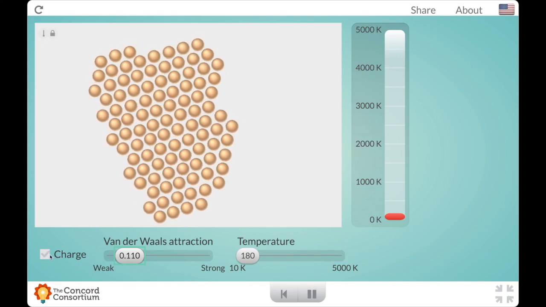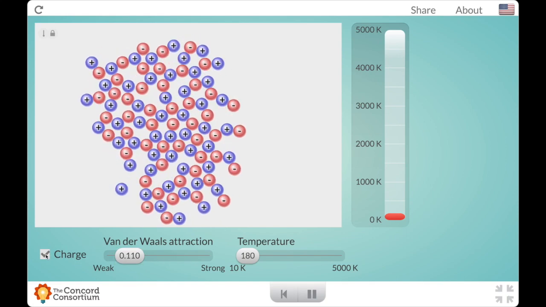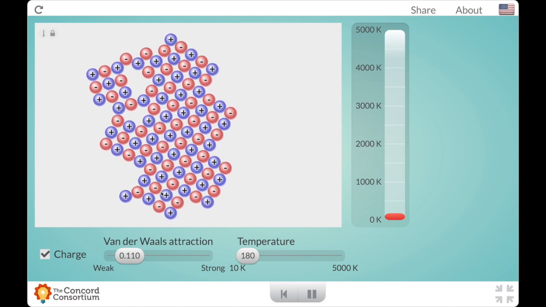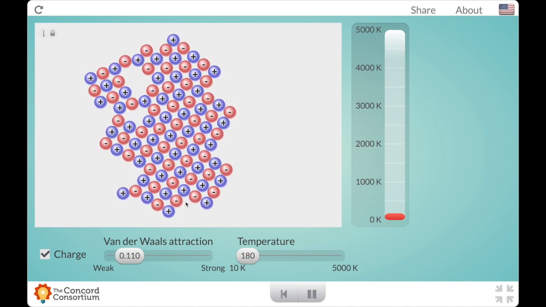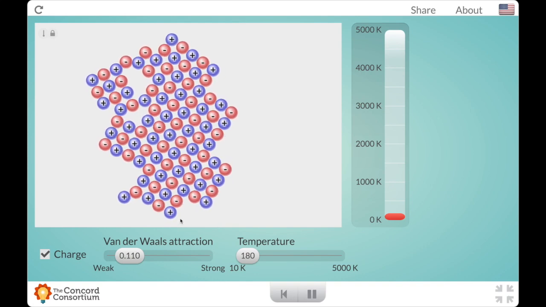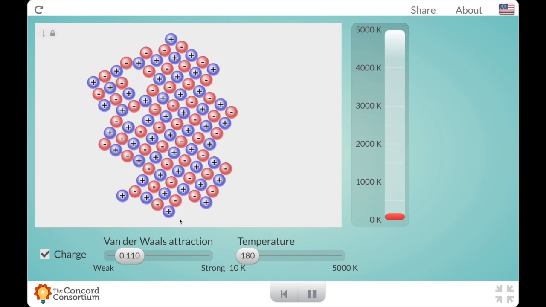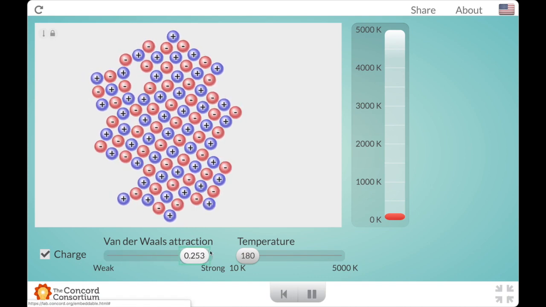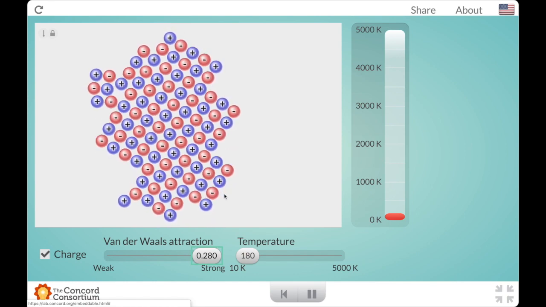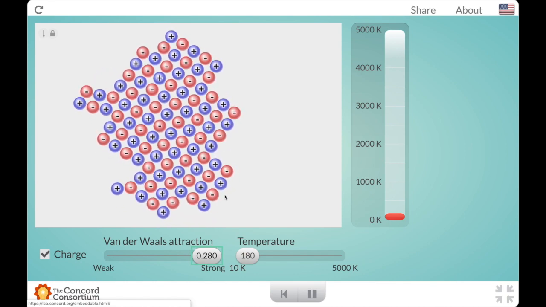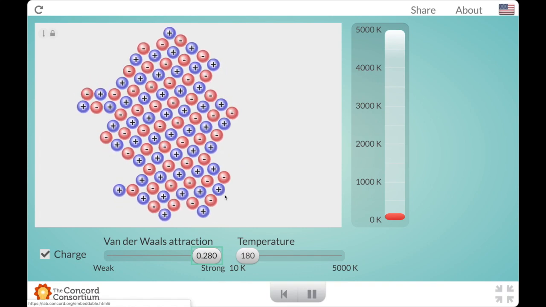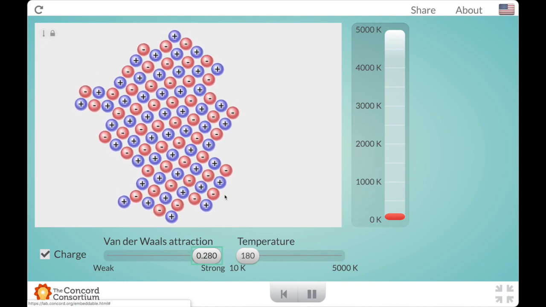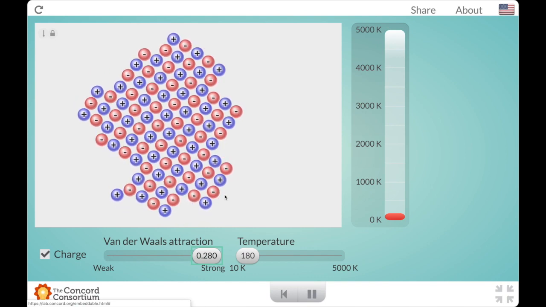Now check out what happens when I hit charge. All of a sudden it becomes very ordered, and now I go from neutral atoms to positive and negative atoms. Now, you never see a positive right next to another positive, and that is very much on purpose. So if I increase the attraction a little bit, and increase the attraction more, I get a more ordered solid, and I get a very crystalline structure. And this is what it would start to look like in an actual real-life simulation.